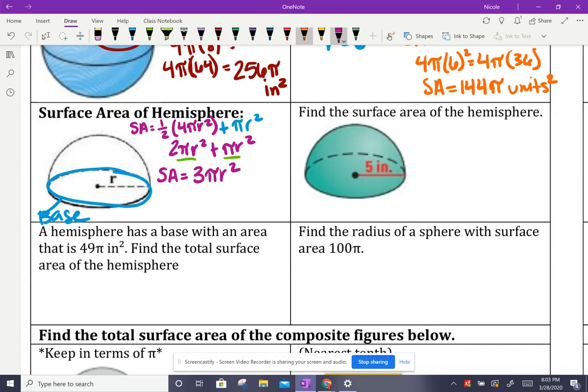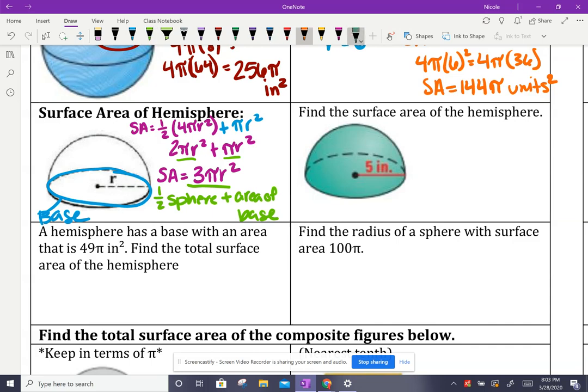Like I said, most people jump to the conclusion that it's just half of a sphere, but it is half of a sphere plus the base, which is the circle. So you have to take into account it's half a sphere plus area of base. So 3 pi r squared. It is not 2 pi r squared. It is not. Get that out of your heads. It happens every year. All right.